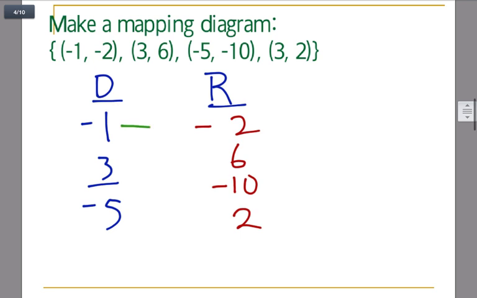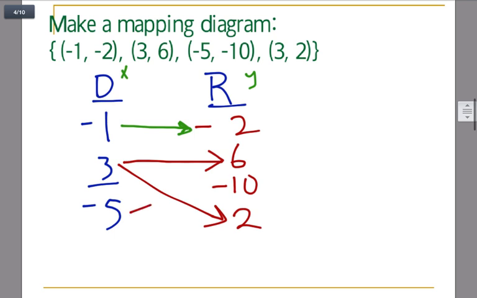So -1, you draw a line to -2, and you actually draw an arrow. It gives it direction. You go from the x to the y. So from the x to the y. And then the 3 goes to the 6, and it also goes to the 2. And finally, my 5 goes to the -10. So it's kind of like in elementary school where you did matching. You're just drawing the arrows for which number goes to which corresponding number.